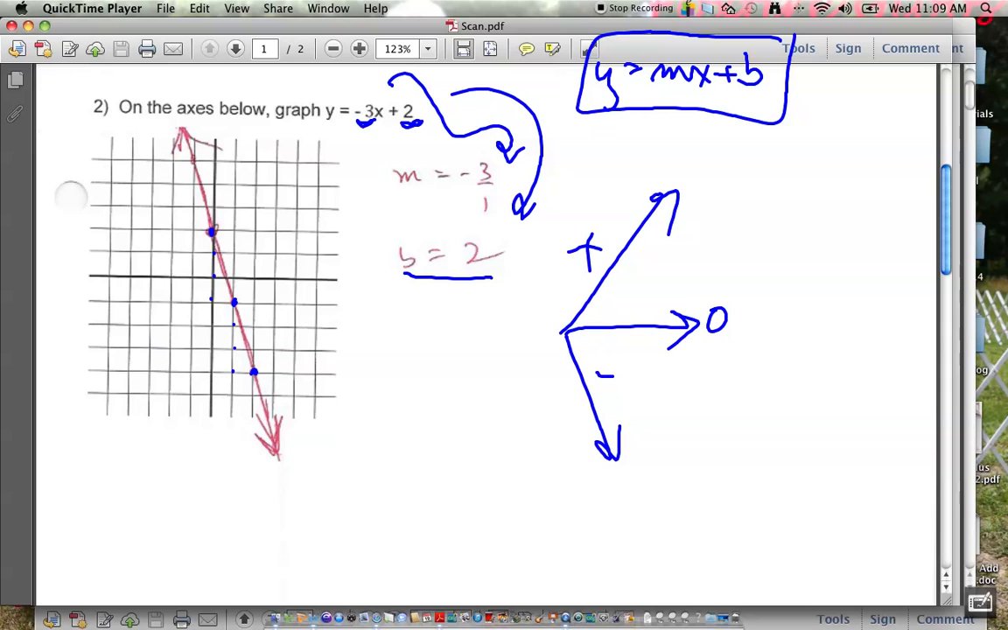If you ever get a slope that's a whole number, like -3, or 7, or 9, those whole numbers are always over 1. Okay? Is that a 3? It is a 3. It's awkward when you write it like this. It's kind of weird. Any questions about that?